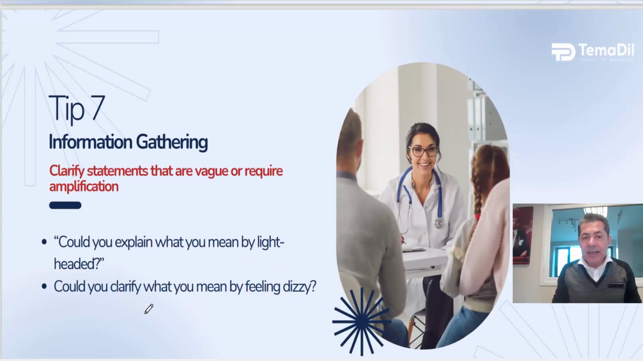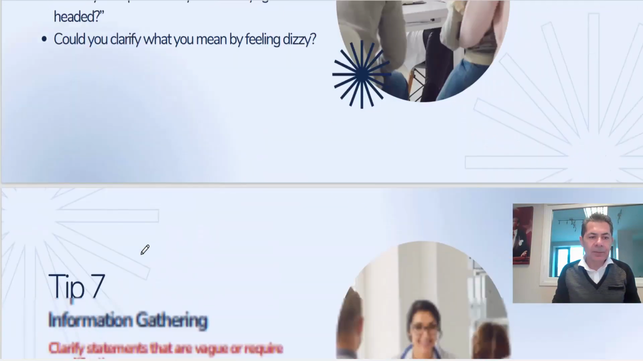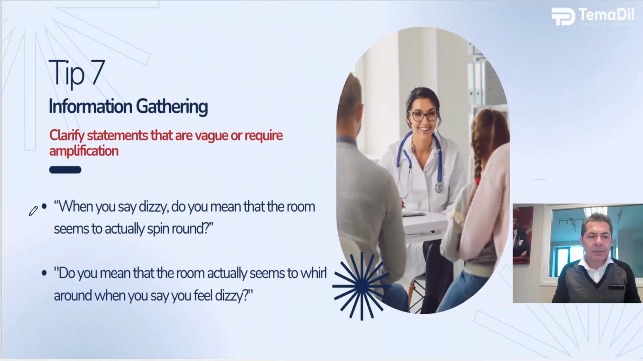Clarify statements that are vague or require amplification. For example, could you explain what you mean by lightheaded? Could you clarify what you mean by feeling dizzy? When you say dizzy, do you mean that the room seems to actually spin around? By asking these questions, we are trying to clarify what is vague or what requires amplification.